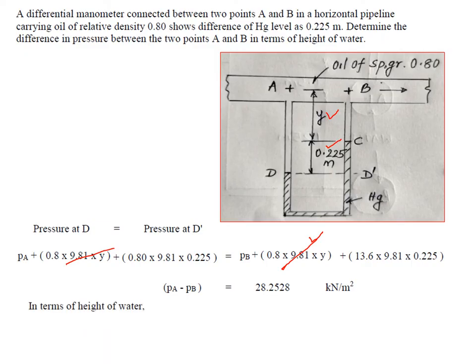So now they have asked what is the difference of pressure between 2 points in terms of height of water. So if you divide this by specific weight of water, you will get meters of water. So therefore H has to be, if you divide by 9.81, it will be in meters of water. So that is height of water. So it is 2.88 meters of water.